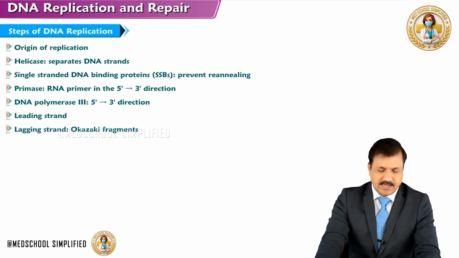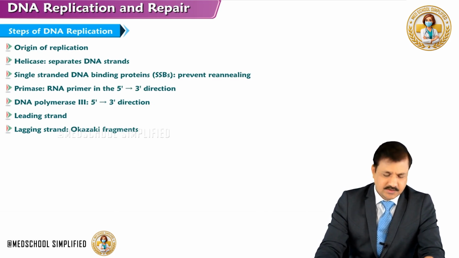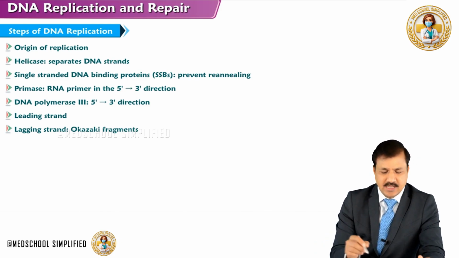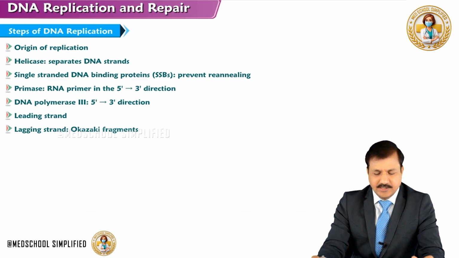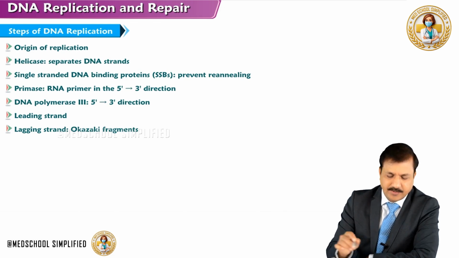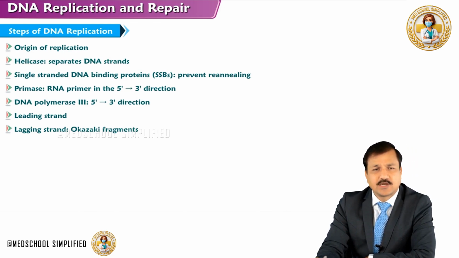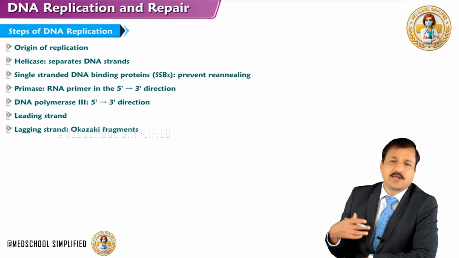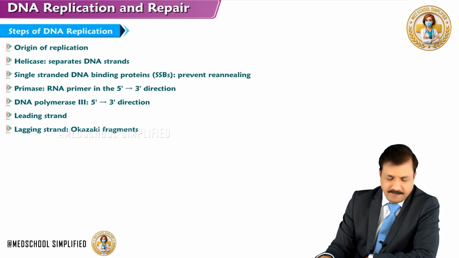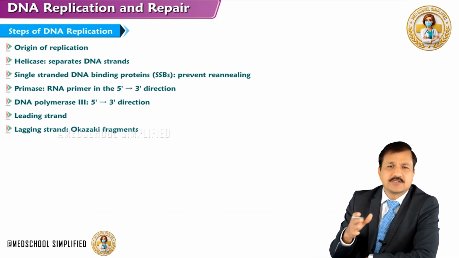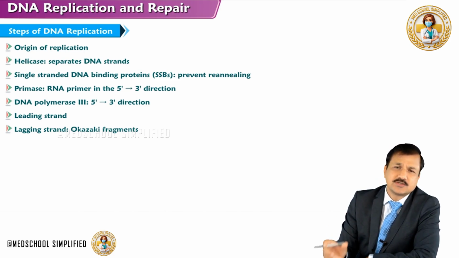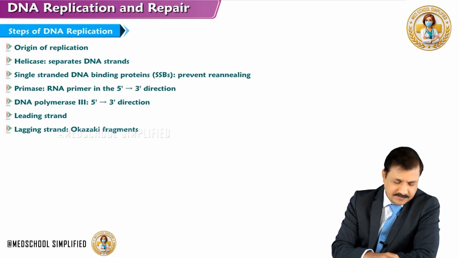So all those points that I have written here in brief. Origin of replication, and then helicases separate the DNA strands, and then single-strand DNA binding proteins prevent the reannealing process, and primases synthesize RNA primers in 5' to 3' direction, and then DNA polymerase 3 extends that in 5' to 3' direction, making a leading strand, which is a continuous process, whereas lagging strand is a discontinuous process using Okazaki fragments.